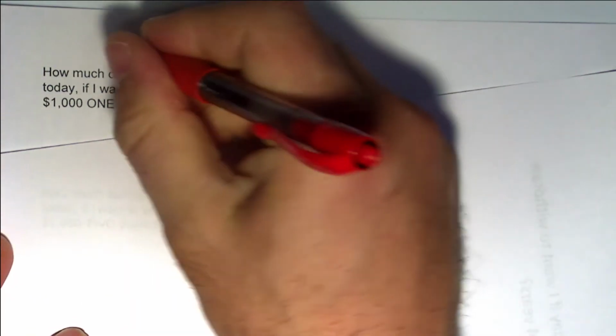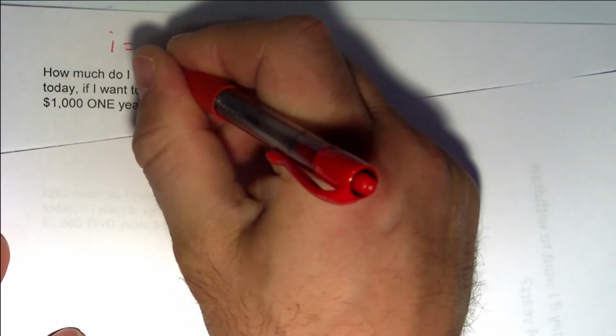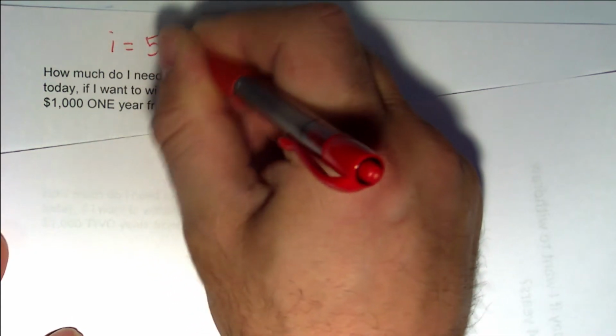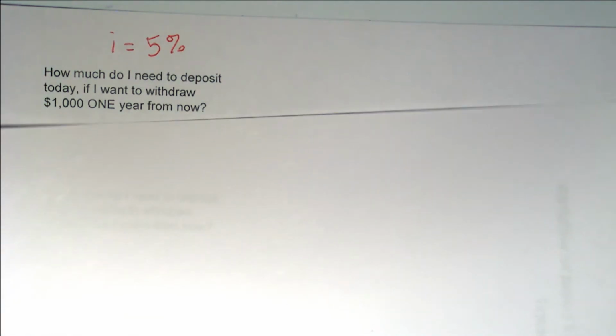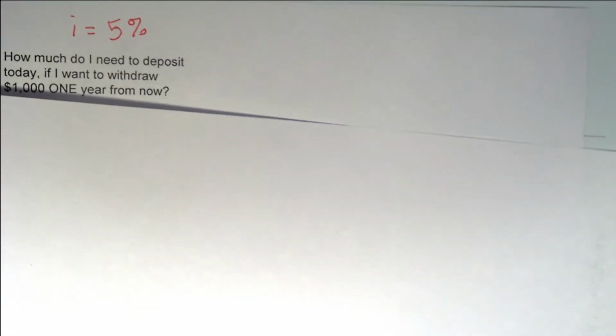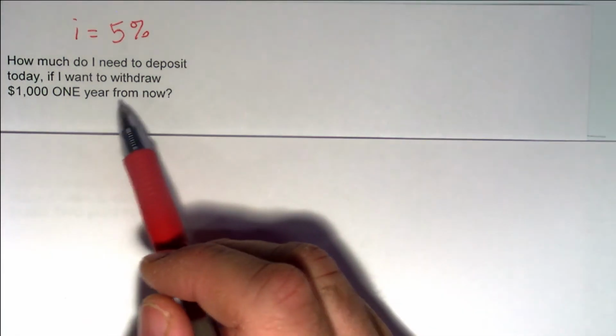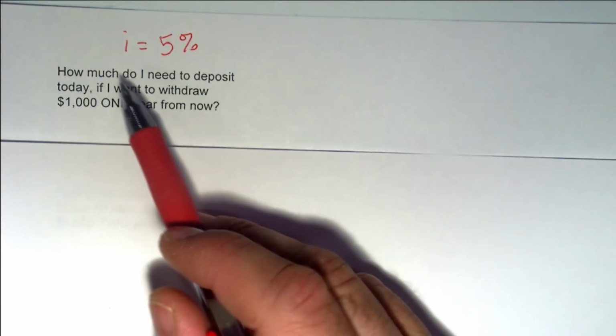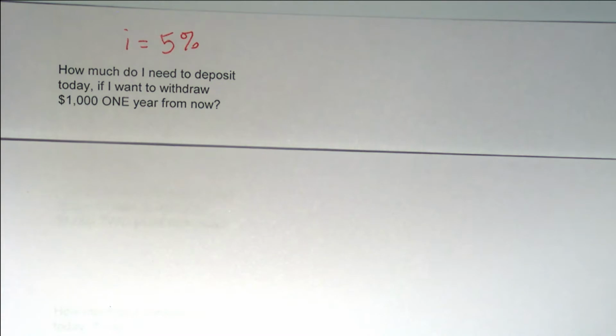Let me give you what each group is to do. Now, for each group, I'm going to make I equal to 5%. I equals 5% for each group. Group 1, here is what I want you to do. How much do I need to deposit today if I want to withdraw $1,000 1 year from now? Go ahead and solve that, group 1.